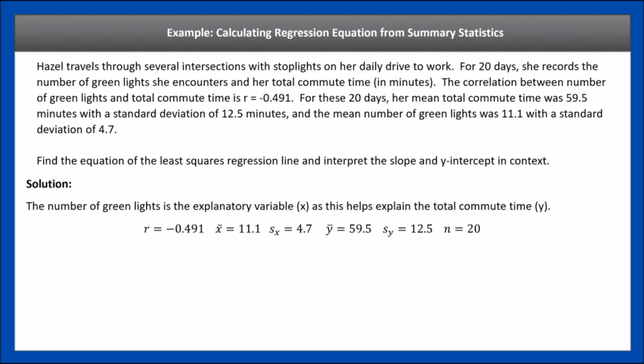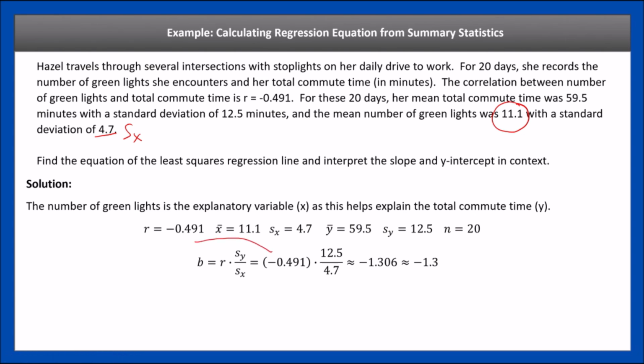In that case, the x bar that they gave us is 11.1, because that's the mean for the green lights, which was the explanatory variable. And then this has to be my sx, right? My 4.7, and my sy has to be the other one, the 12.5. And then n equals 20. That was 20 days that she recorded her data. And so that's how we get each of these from the word problem here.